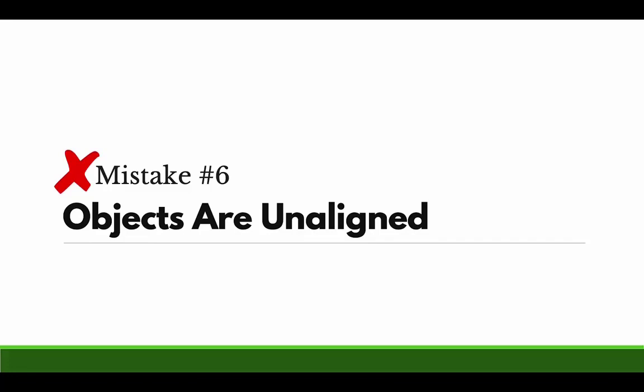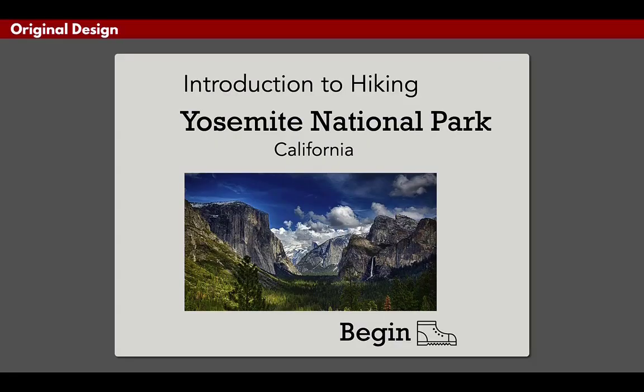Now, another mistake that's related here to this slide is when objects are unaligned. This is another very small thing that can make a big difference in making a project feel professional versus amateurish. So again, I've narrowed the fonts down on this slide, but something's still off, right? Things are kind of askew. There's not really a clear alignment going on. The photo's kind of off to the side.